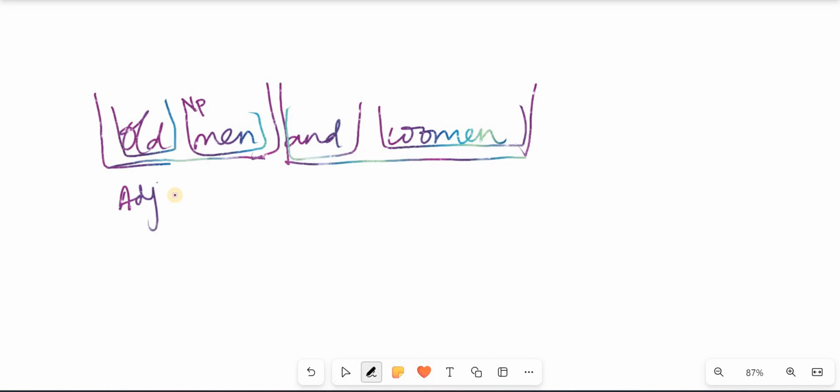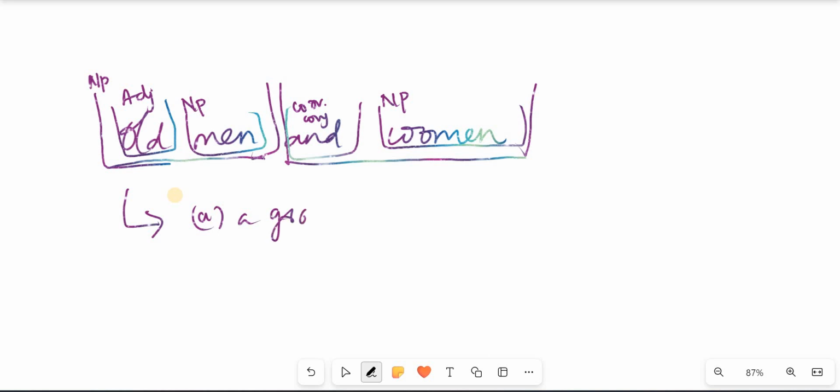Here the adjective old is modifying just the noun phrase men. So this is again a big noun phrase. And then you have this coordinating conjunction and. And then you have this other noun phrase women. Now in this sense, this may mean a group of old men and women who may or may not be old.